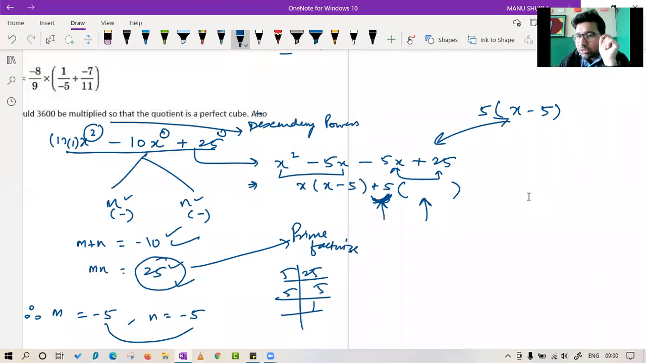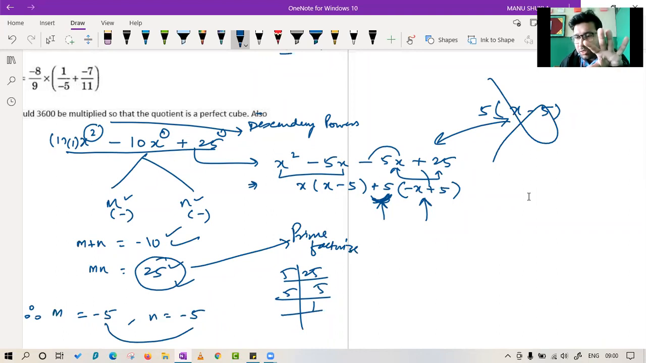We have taken common as plus 5. That's why no sign will change. First is minus x, then we have plus, then we have 5. This will come inside, not this. This is wrong. Okay. Now you are able to understand what will come inside. Everyone, is this clear to you?